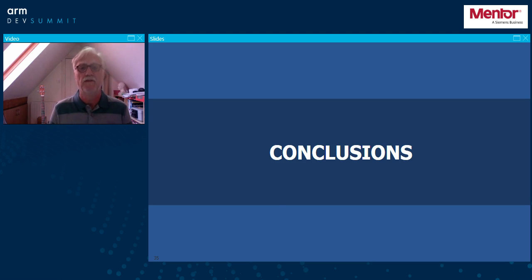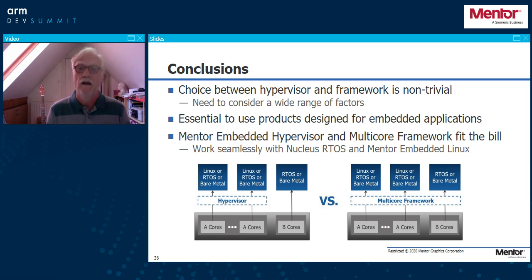Heading towards wrapping up now with a few conclusions. First of all, the choice between a hypervisor and framework is something that needs to be considered, but it's very much a non-trivial decision. There are a wide range of factors. As always with embedded development, it's essential to use products that are made for embedded. Otherwise, you'll probably find there are overheads there you don't need. And the Mentor Embedded Hypervisor and the Multicore framework both fit the bill here well, and they work seamlessly, of course, with our Nucleus real-time operating system and Mentor Embedded Linux. But remembering that the Multicore framework is OpenAMP compliant.